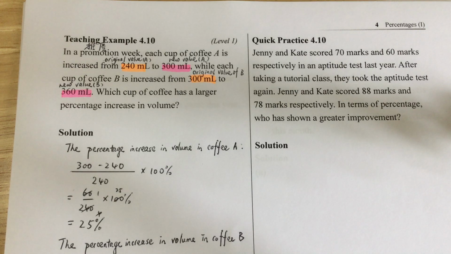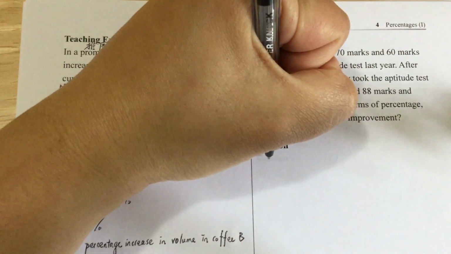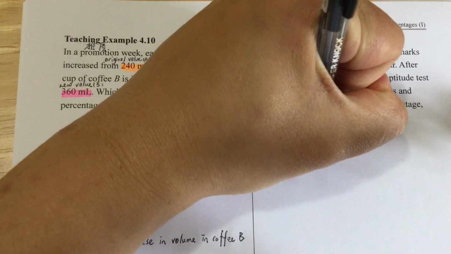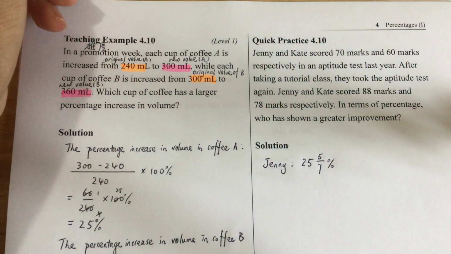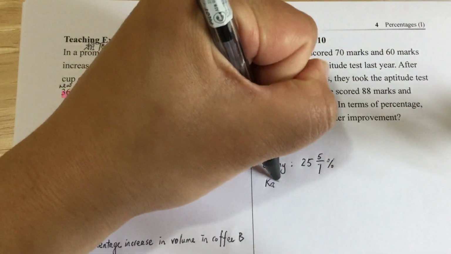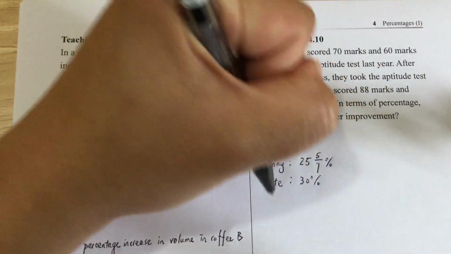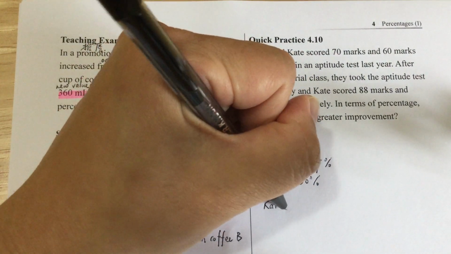Okay, now I will tell you the answer one by one, but before this, please pause the video if you cannot finish. Now the answer. First of all, I must calculate Jenny's percentage increase and Kate's percentage increase. For Jenny, the percentage increase is 25 5/7%. And for Kate, the percentage increase is 30%. So obviously, Kate is the answer for getting the greater improvement.